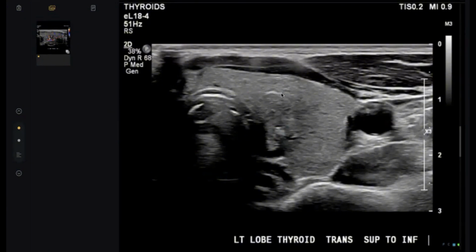Sir, it is, I think, wider than taller and it shows ill-defined margins. So it's a 4 or 5. It's a neoplastic lesion. So what will you do next?